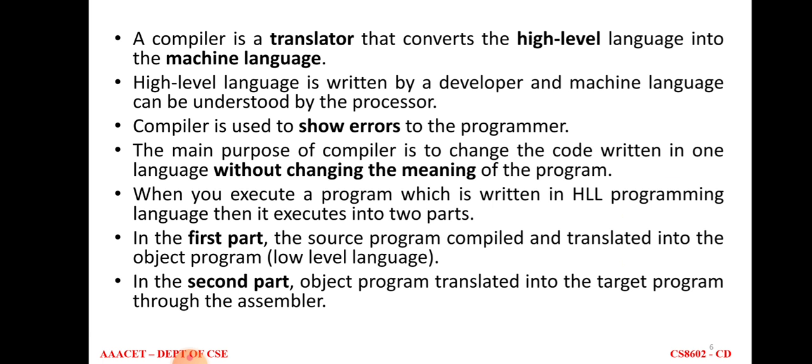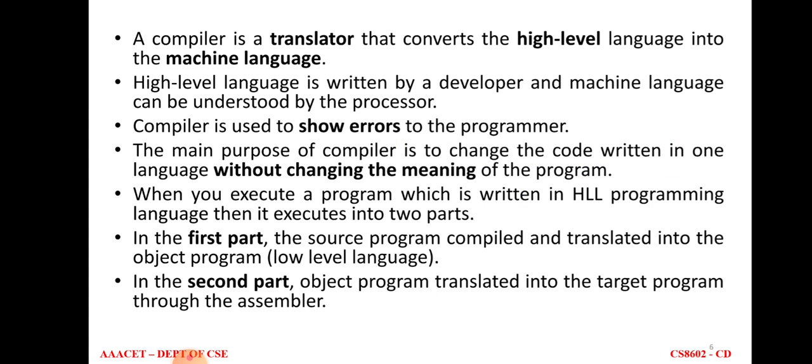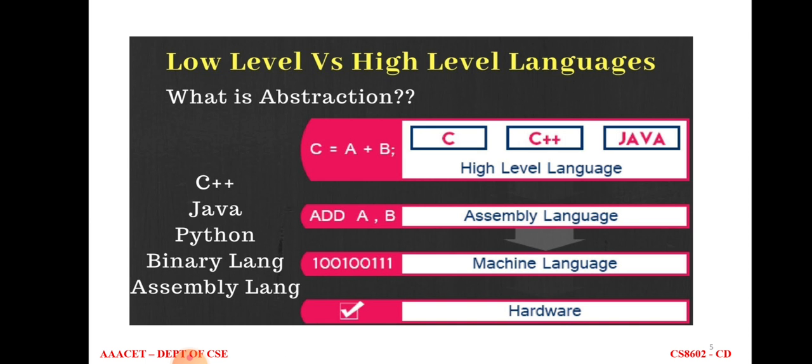There are two parts in a compiler. In the first part, the given source program is compiled and translated into an intermediate representation, that is low level language, and in the second part the object program is converted into the target program by using the assembler. In the first part, the high level language C = A + B is converted into add a comma B. In the second part, add a comma b is converted into 100, 100, 111 machine language by using an assembler. The first part is performed by the compiler, converting high level language into assembly level language.